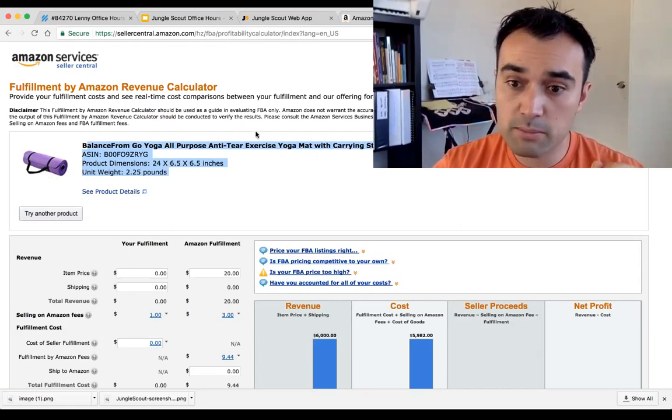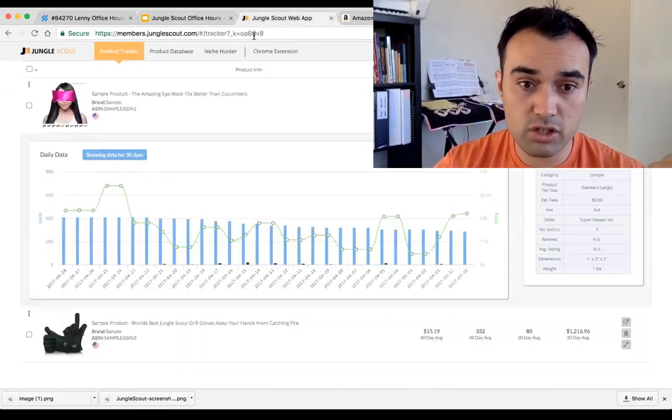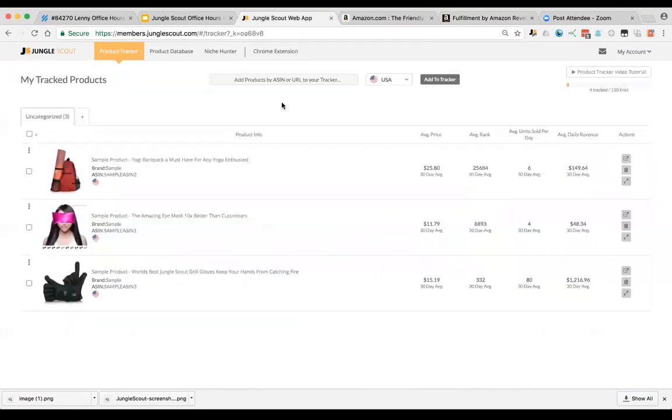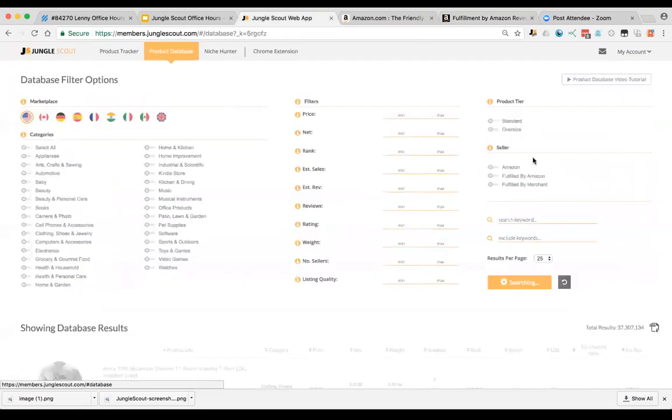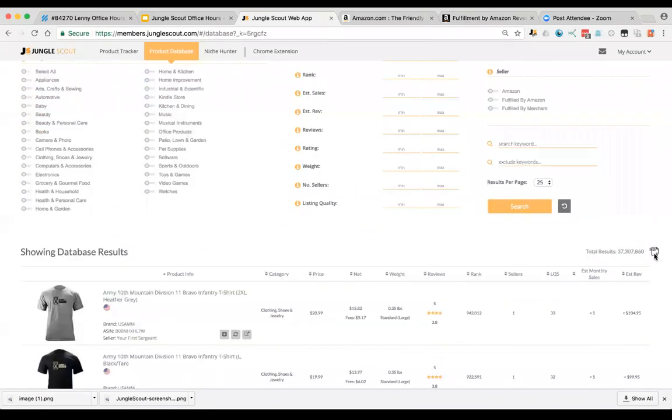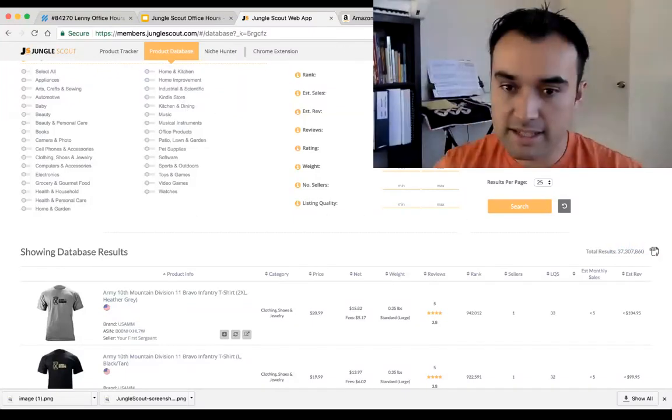Sebastian says, can you export from the product database? Yes, you can. Okay, let's click in here. You do a search. You see a button over here, CSV, so you can download an Excel file to view all the products in a spreadsheet later on. So yes, you can download from there.